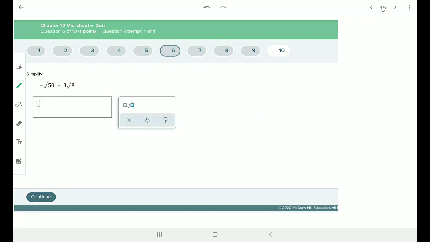Moving on to question 6, we have the negative square root of 50 minus 3 root 8. Remember, when we're adding or subtracting, we have to have the same radical sign and the same number inside of the radical.